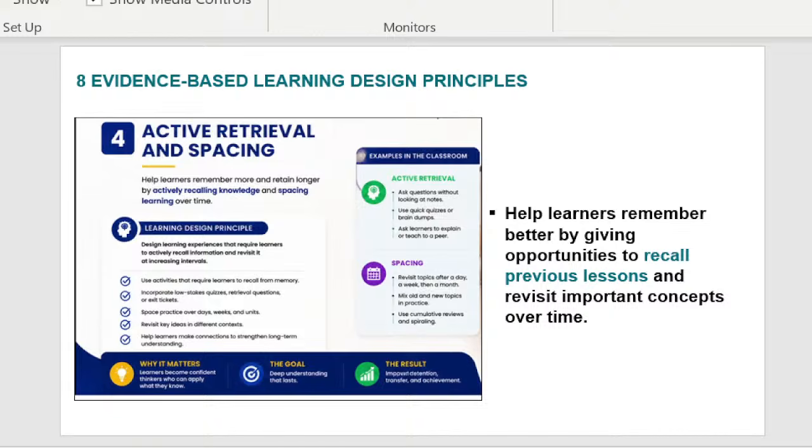Number 4, active retrieval and spacing. Help learners remember more and retain longer by actively recalling knowledge and spacing learning over time.